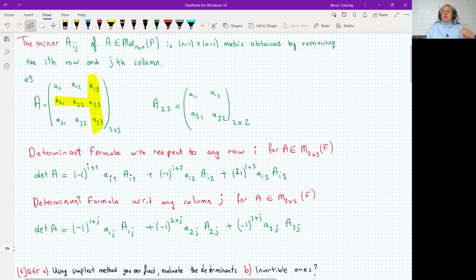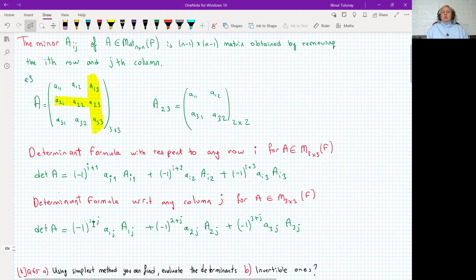Then you have the third column, which is minus 1. I is the row number, and 3 is the column number. So this is a placement sign. And AI3 is the element entry of that place, and AI3 is the minor obtained by removing the ith row and third column. And you can do this formula for the jth column as well.